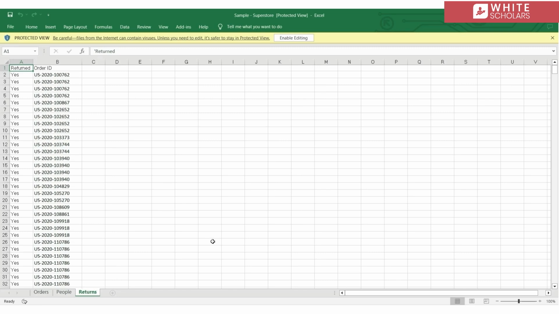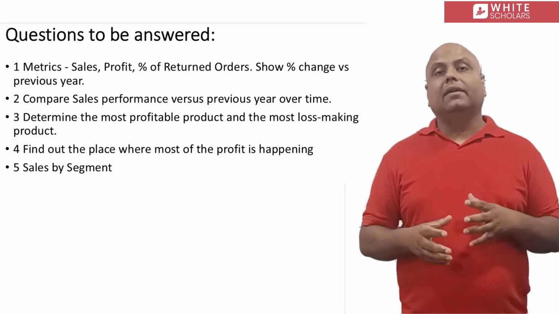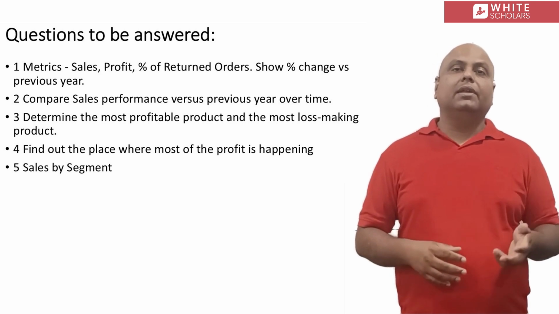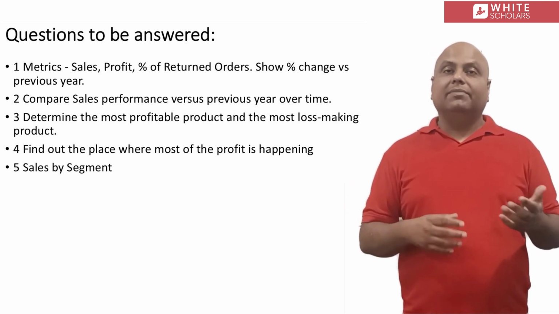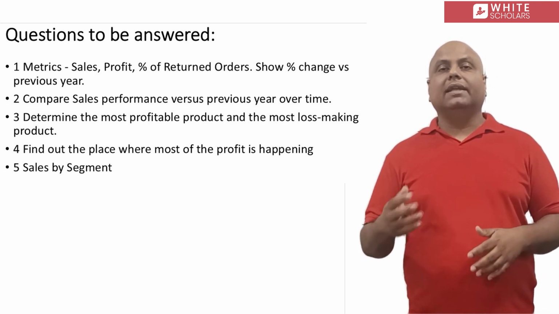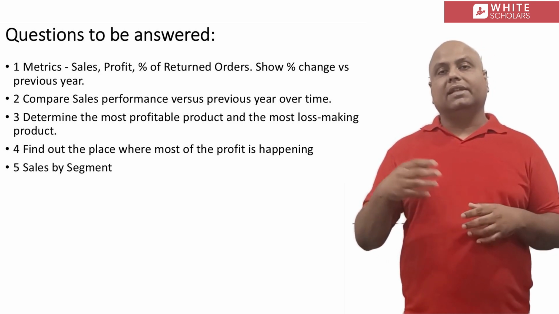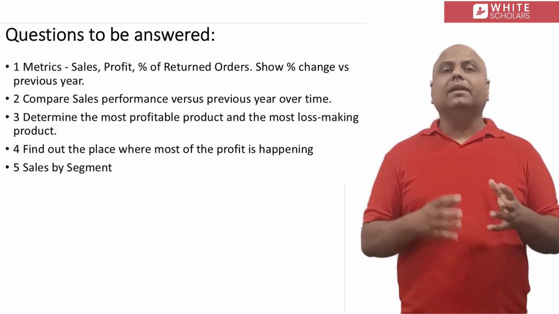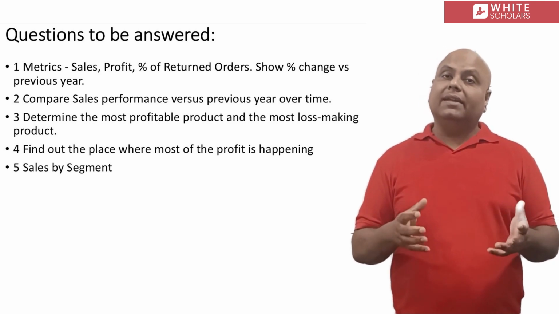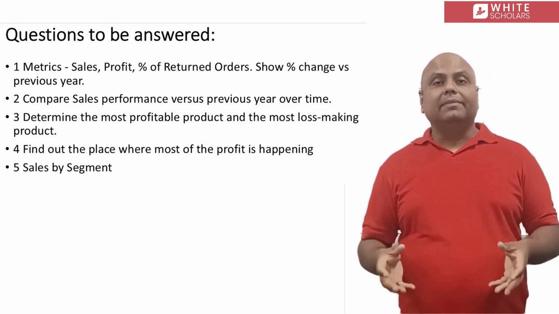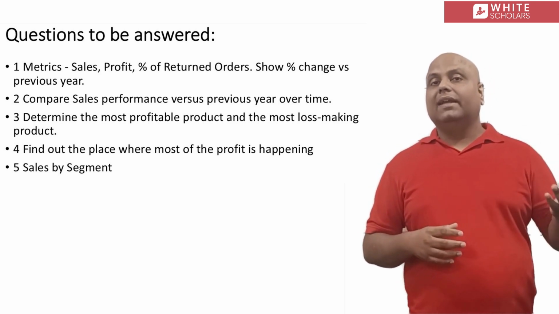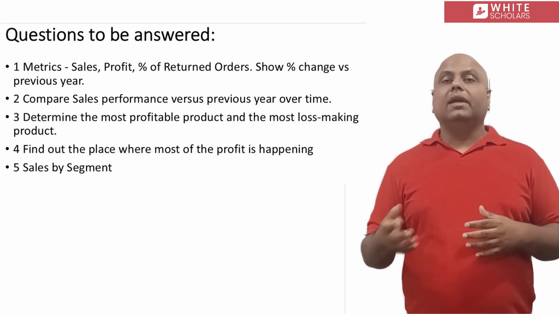Let's look at the 5 questions that we will be solving in this dashboard. Question 1, show the metrics. Metrics are sales, profit, percentage of returned orders, and the percentage change versus previous year. This we will cover using the KPI visual. Second question is compare sales performance versus previous year over time. Third question is to determine the most profitable product and most loss-making product. Question 4 is to find the places where most of the profit is happening. Fifth and final question is to show the sales by segment. So these are the questions that we are going to answer with our report.